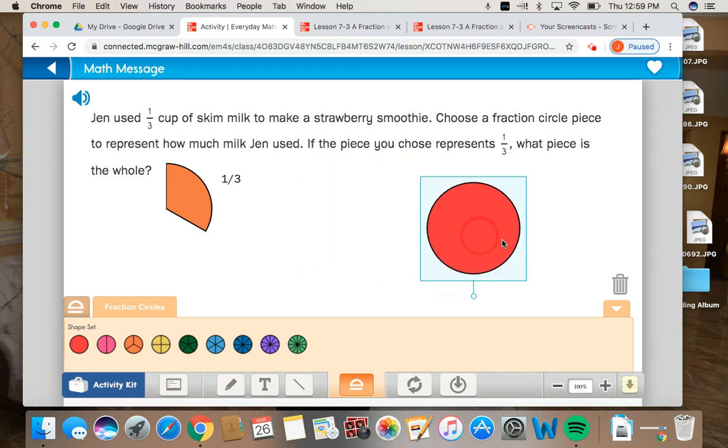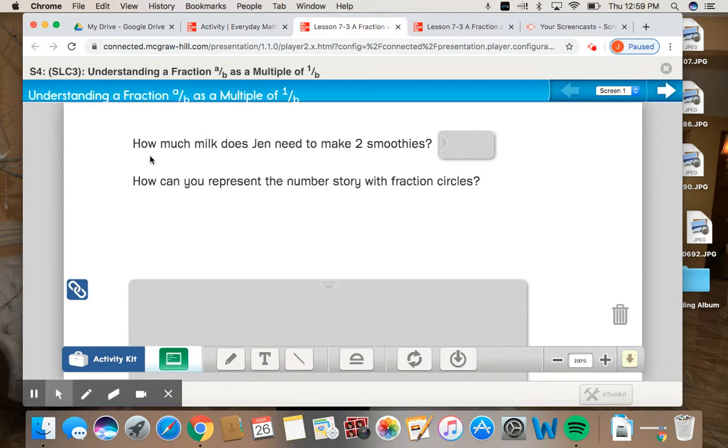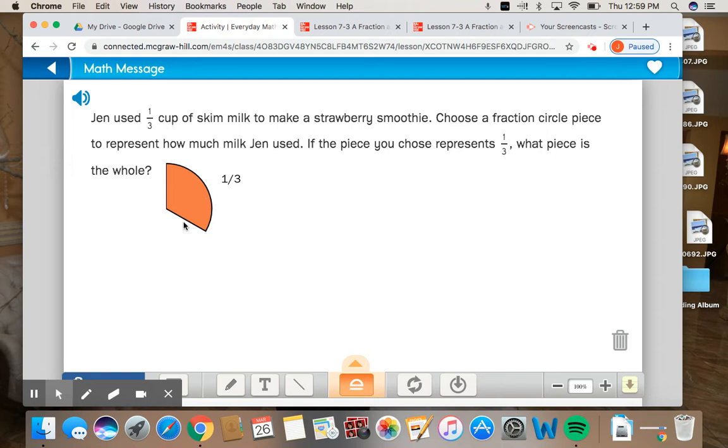So I'm going to just move this aside for now, and I'm going to take this problem a little bit further for you. So this is how much she would need to make one strawberry smoothie. My question for you is, how much milk does Jen need to make two smoothies? So if she would make two smoothies, how much would she need? So why don't you go ahead again, pause the program, get your answer, because I'm going to go ahead with the solution.